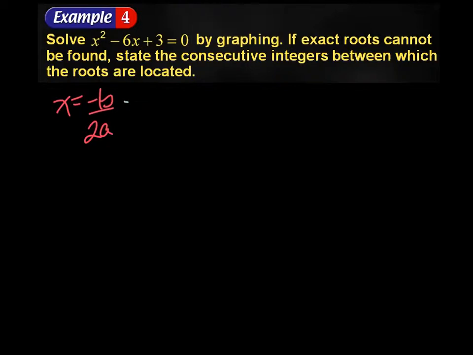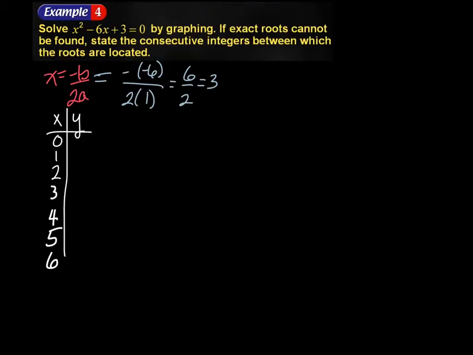Solve by graphing again. If exact roots cannot be found, state the consecutive integers between which the roots are located. Once again, I want to know where my center is, so I'm finding the axis of symmetry. Over 2 times 1, so I've got 6 divided by 2 is 3. If we substitute 0 in for x, we get 3. 1 gives us -2, 2 gives -5, 3 gives -6, 4 gives -5, 5 is -2 again, and 6 is 3 again.